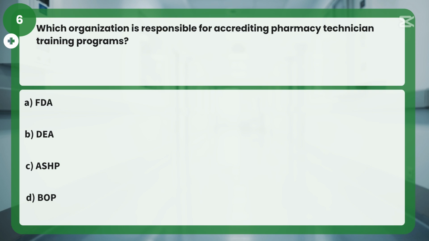Question 6. Which organization is responsible for accrediting pharmacy technician training programs? A. FDA. B. DEA. C. ASHP. D. BOP.